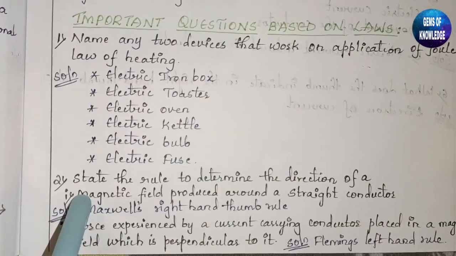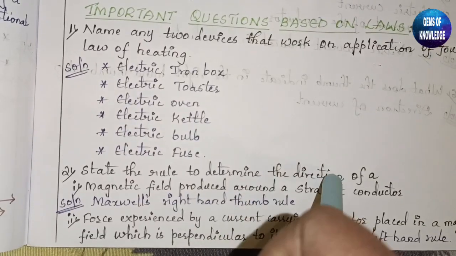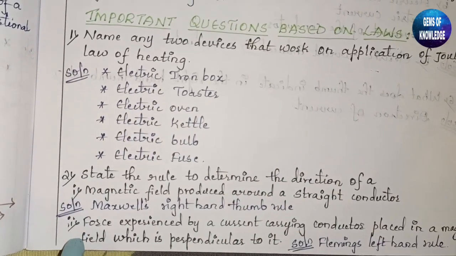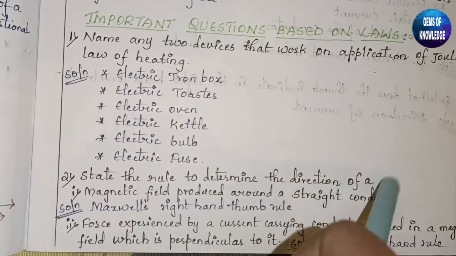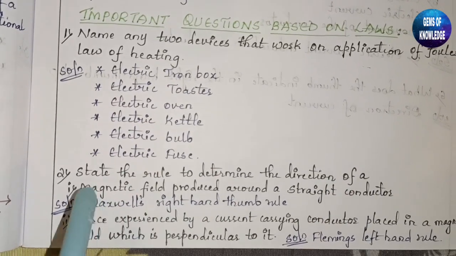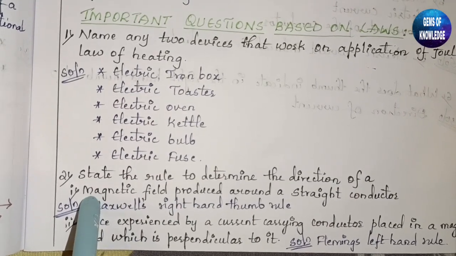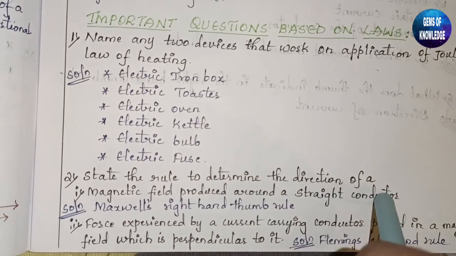Okay, next one is state the rule to determine the direction of. Okay, here two questions are given and you have to mention the rule which shows the direction of these things. Okay, so what is the first thing here? Magnetic field produced around a straight conductor.